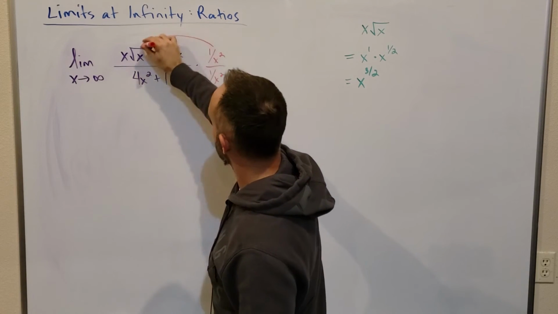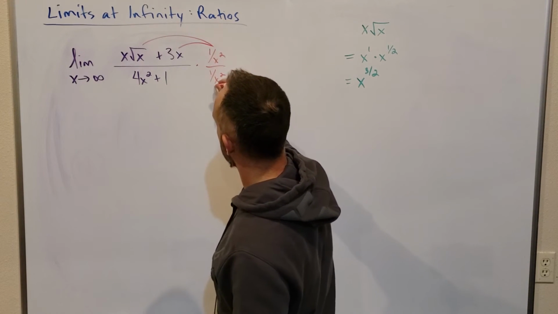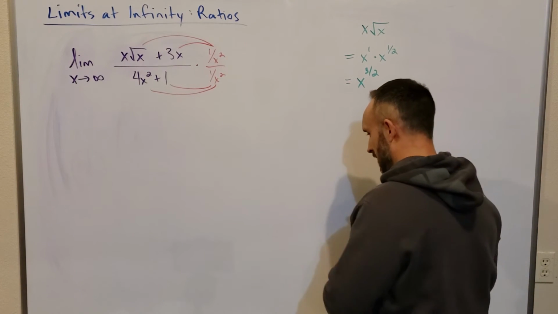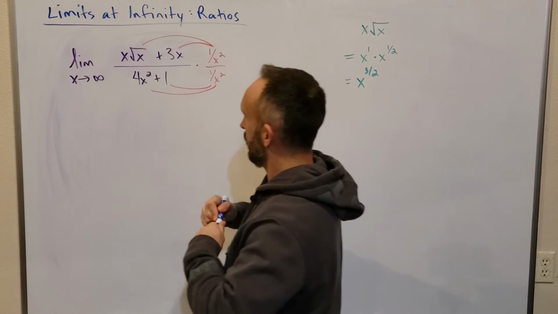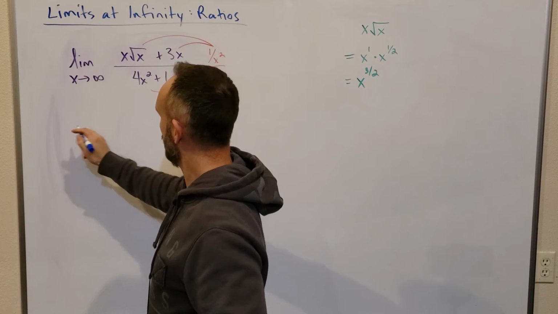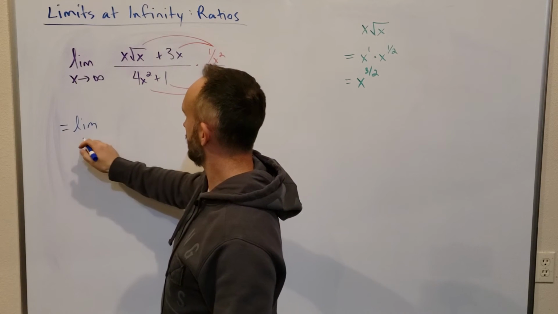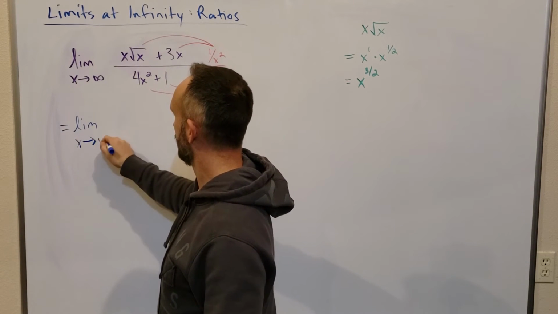And I'll distribute it on the top and the bottom. And so the result, well, let's do a little bit of work here. Let's show a little bit. I don't want to scare you off with this x times the square root of x.